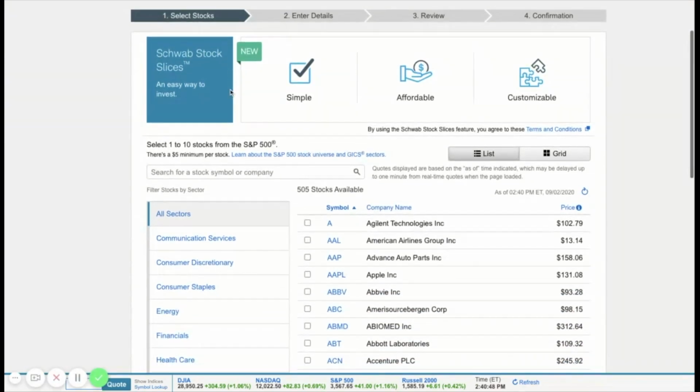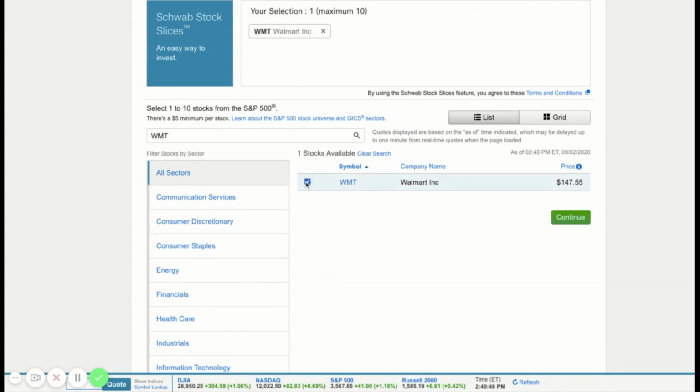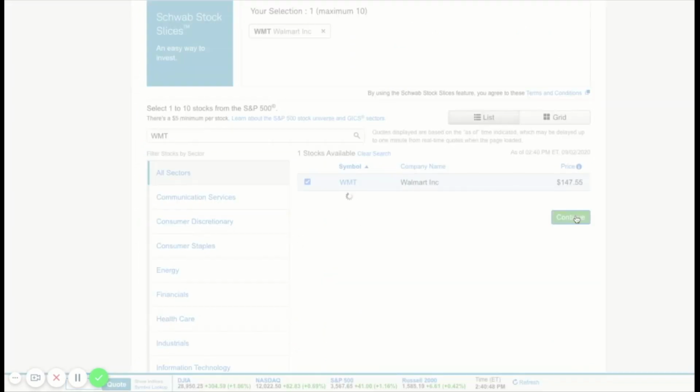So when I want to buy one stock, let's say I want to buy Walmart. In order to look for a company, you have to know their ticker. But on here, they make it a lot easier. If I don't know the ticker, I would just type in Walmart. And then it pops up, WMT. I click next to WMT, continue.